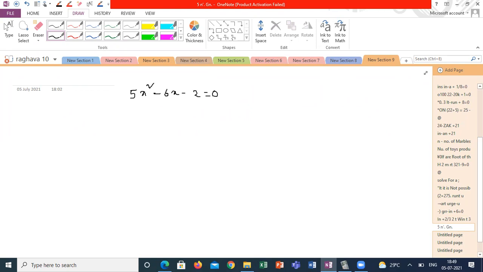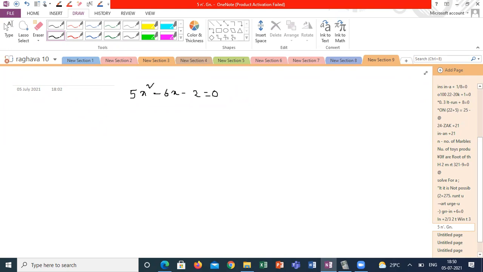Suppose I give this equation and ask you to solve it. Is it possible to solve this question by the factorization method? Anyone, please. Is it possible to solve this question by factorization? No, sir. I don't have any factors.